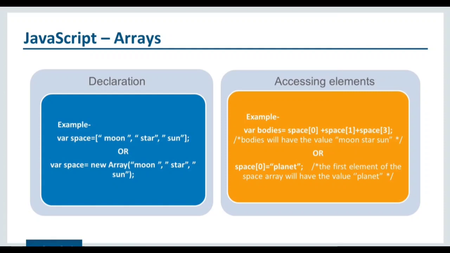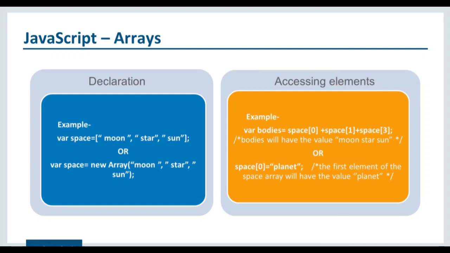To write this array, there are two ways. Either you can initialize it using a square bracket, or you can make use of something called the new operator. Next, after the word new, you have to make use of the Array keyword, and then it is followed by brackets in which you will be writing whatever elements you want to add.